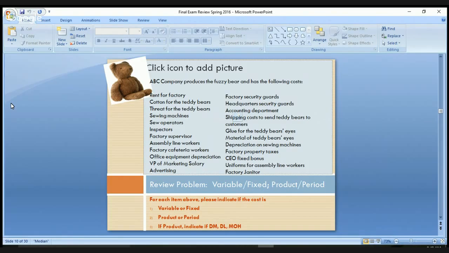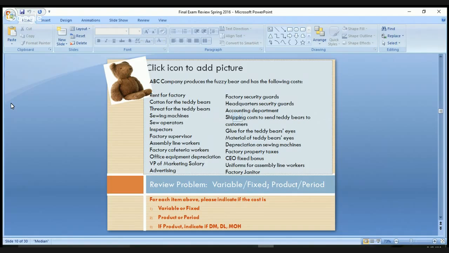Sewing machines, you could argue fixed or variable. Well, actually, it's probably a fixed cost, but it is a product cost, and it's probably going to be considered manufacturing overhead. Inspectors, that one was a tricky one for some of the students. That's probably a fixed cost because they are probably salary. You could argue either way, fixed or variable, because their pay could be determined by how many bears they inspect. But we're going to go with a fixed cost.